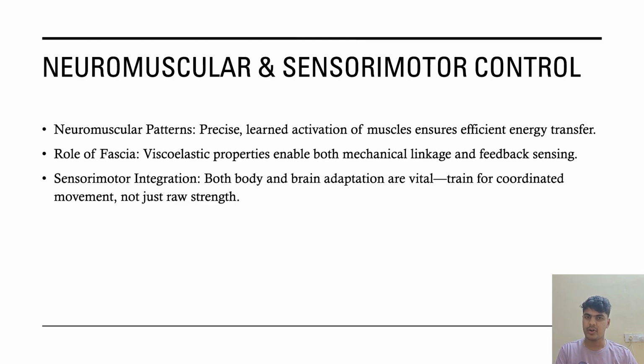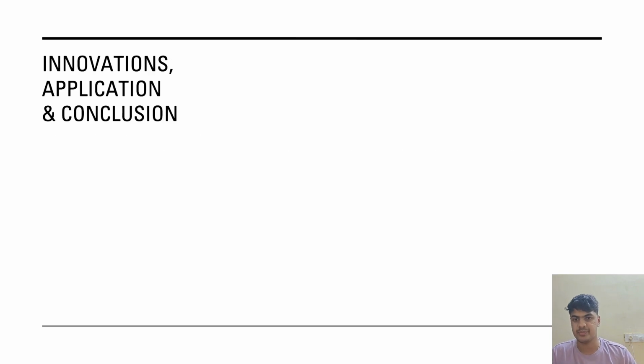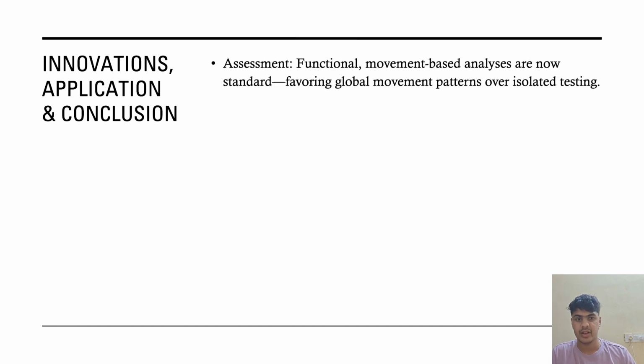So it's not just about raw strength, it's about a flow of movement that helps you produce a good amount of force. Innovations, application, and conclusion in the last. So assessment, functional movement based analysis are now standard, following global movement patterns over isolated testing. As we saw before, to see a dysfunction in the hip, you do a whole squat, you see every single segment of the squat, how it is moving, to understand where the problem is.